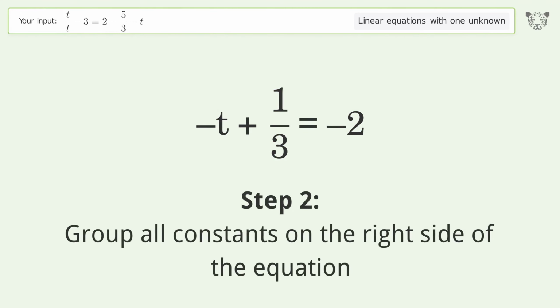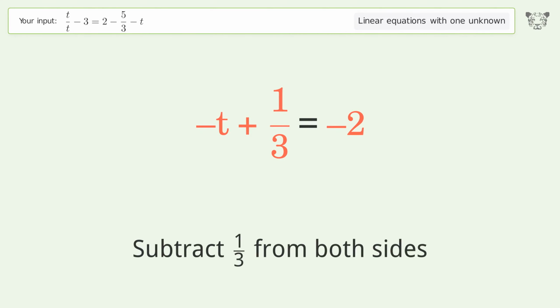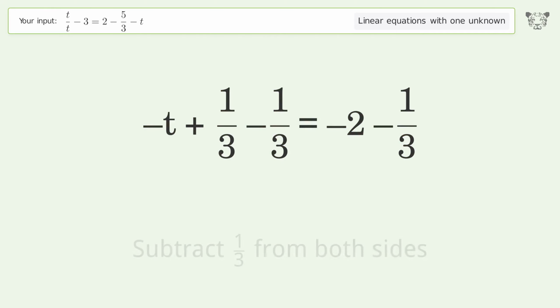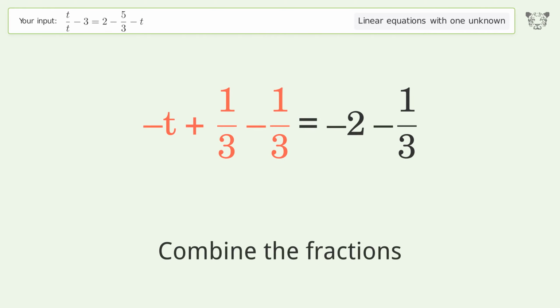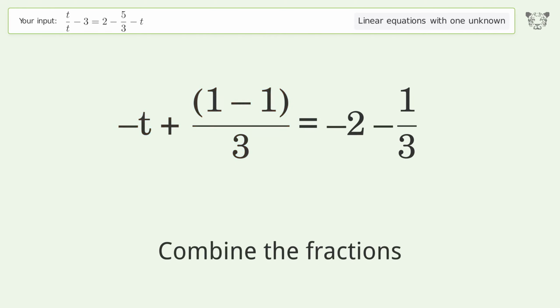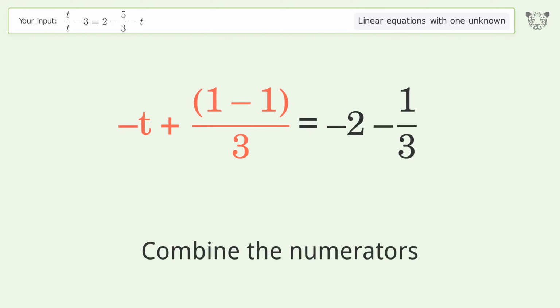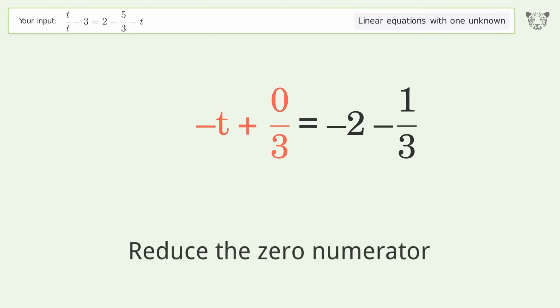Group all constants on the right side of the equation. Subtract 1/3 from both sides. Combine the fractions. Combine the numerators. Reduce the zero numerator.